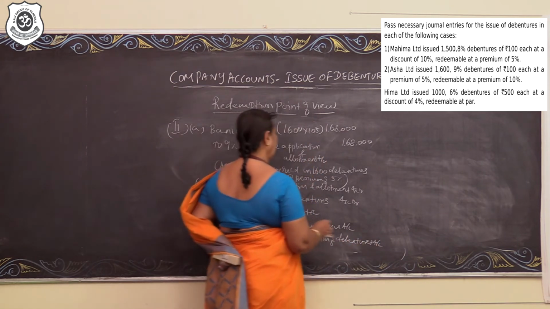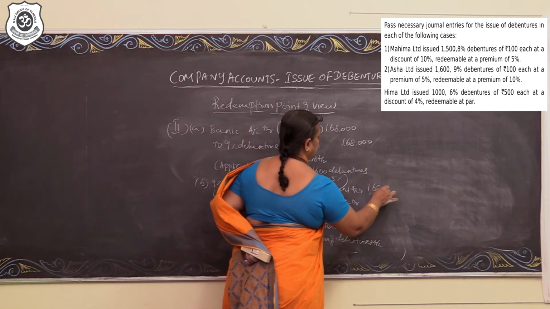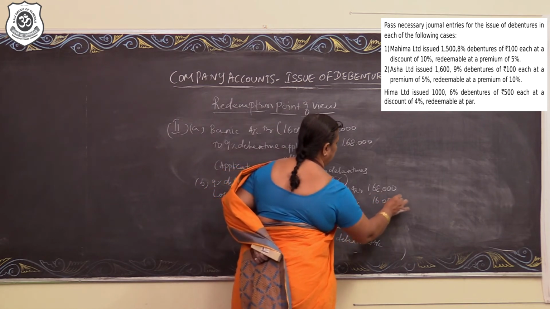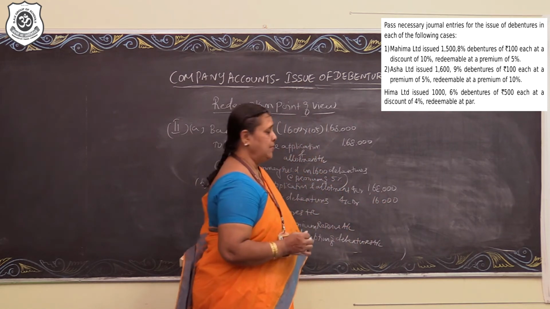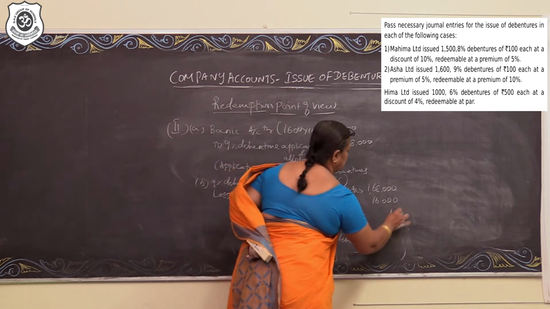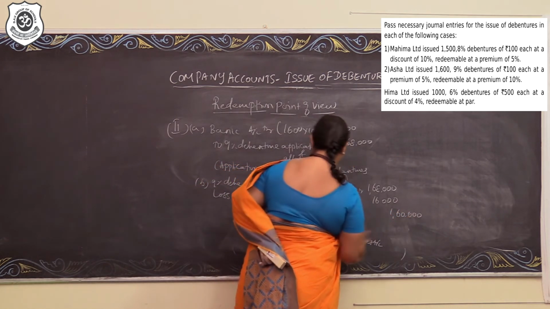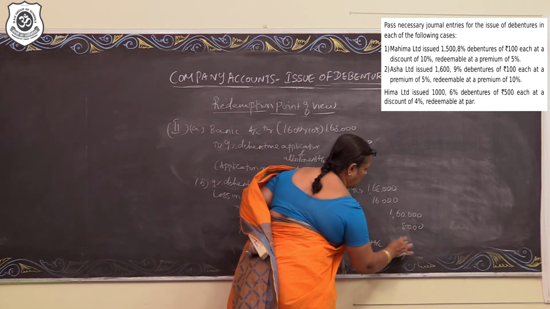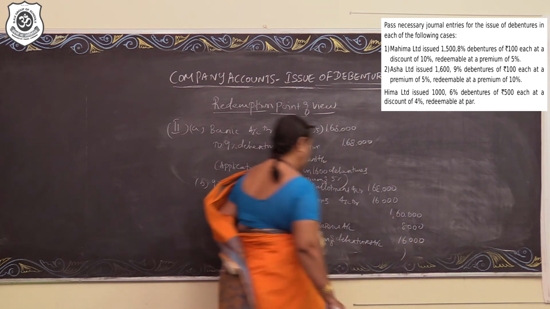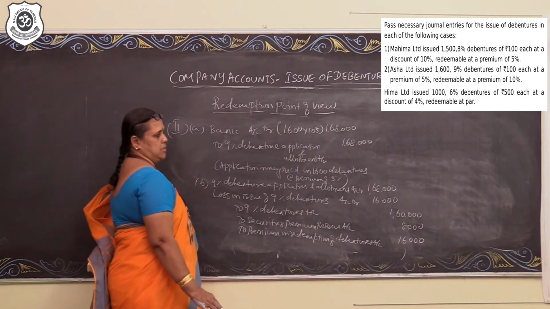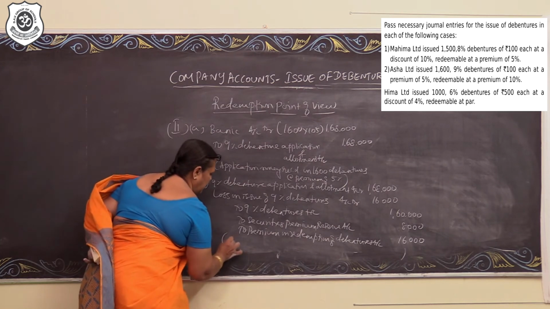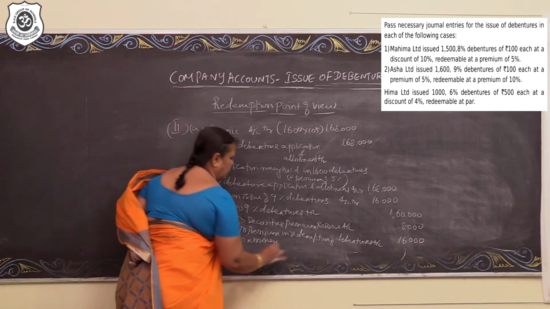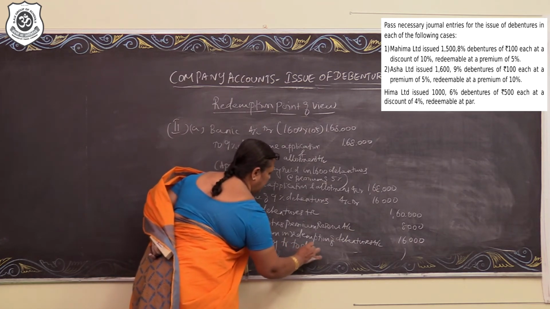So we will have 1,68,000 here, then we will have 16,000 here because they are redeemed at a premium of 10%, which is a loss. 1,60,000 for debentures, 8,000 for securities premium reserve, and 16,000 for premium on redemption of debentures account. So the narration will be application money transferred to debentures account.